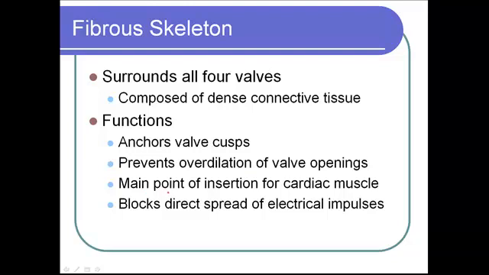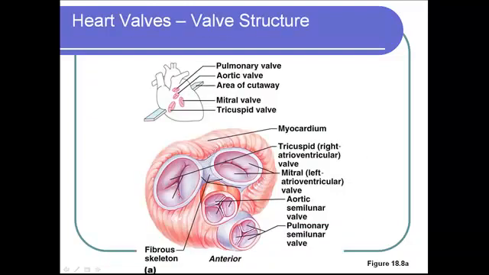Also, the origin and insertion of the cardiac muscles are on this fibrous skeleton, and it blocks the direct spread of electrical impulses. So it has these 3 main functions, or 4 functions, that are critical. This is what they look like. You can see the myocardium here. It's originated and inserted, so it's anchored in there. The muscle is anchored in there.